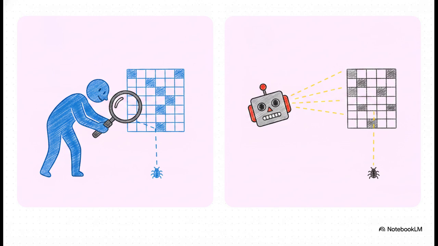Using both creates a highly redundant, incredibly strong safety net. If a human misses a tricky flaw, the automated tool might just catch it, and vice versa.